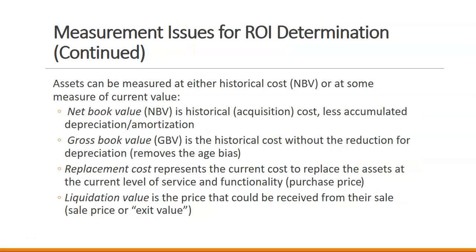So we can measure them in a multiple of different ways. One of them is net book value, which is the historical acquisition cost less the accumulated depreciation. Gross book value is the historic cost without the reduction for depreciation. Replacement cost is the current cost to replace the assets. And then the liquidation value is the price they could be received from their sale.